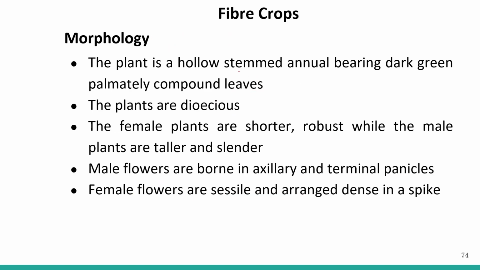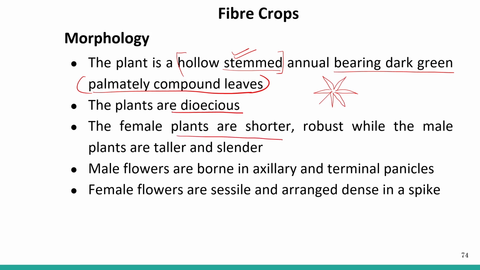The plant is a hollow stemmed annual bearing dark green palmately compound leaves. So they have palmately compound leaves like this. And the stem is hollow from inside. Plants are dioecious. The female plants are shorter and robust, while the male plants are taller and slender. So they are dioecious, that is, the male plant is separate and the female plant is separate.